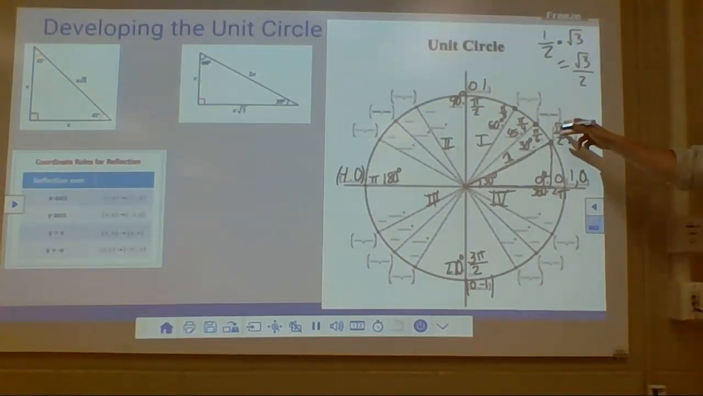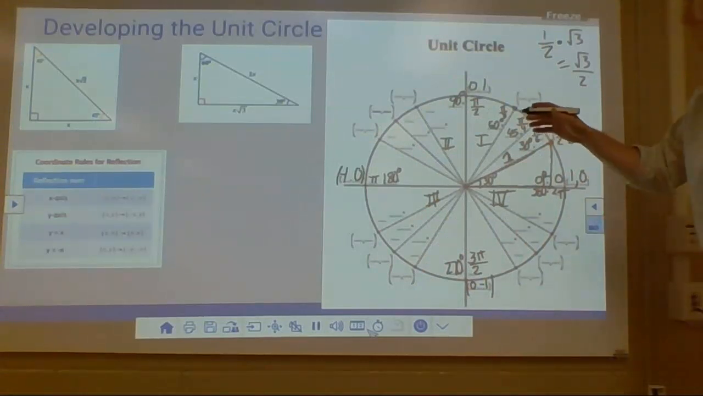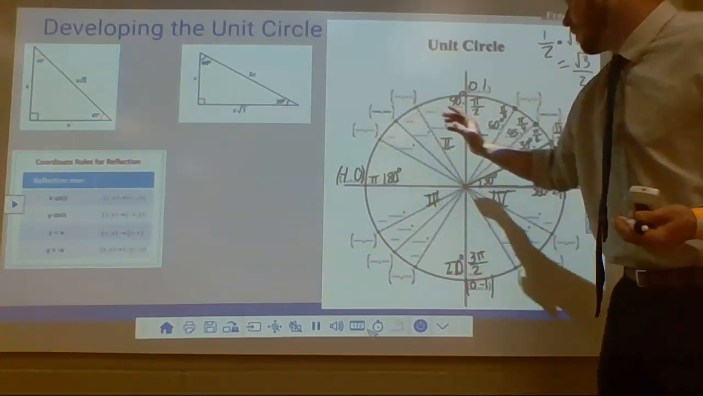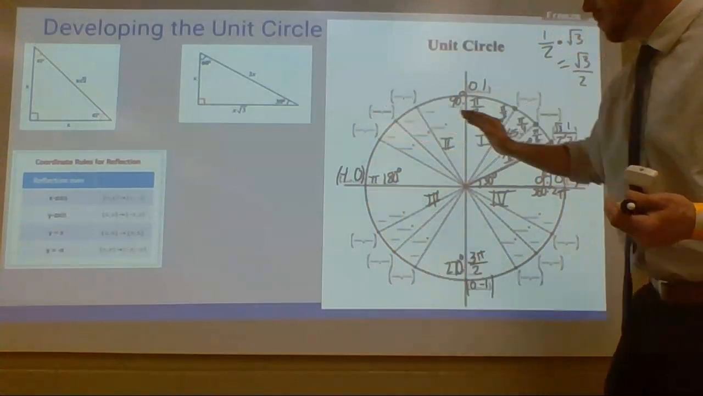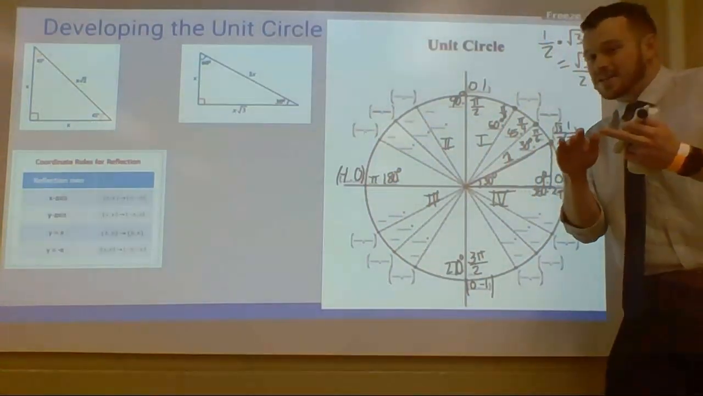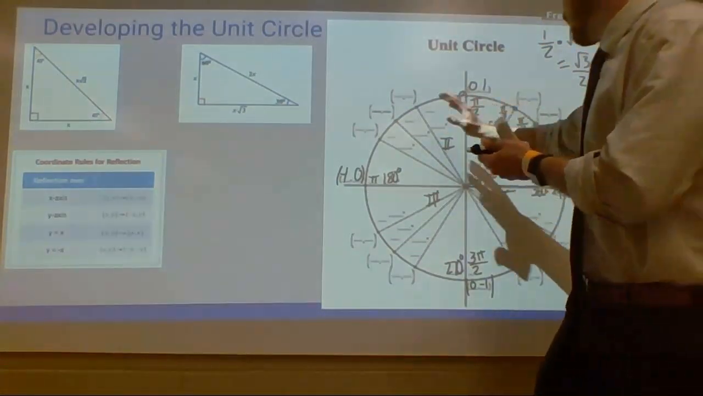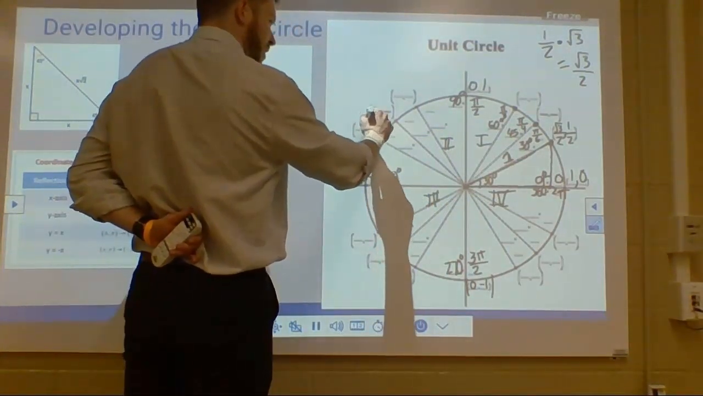So the x value is square root of 3 over 2, and the y value is 1/2. Now, check this out. This is going to help us get the rest of the circle really easily, okay? So if I reflect this across the y-axis, remember the sign of the x value is going to change.